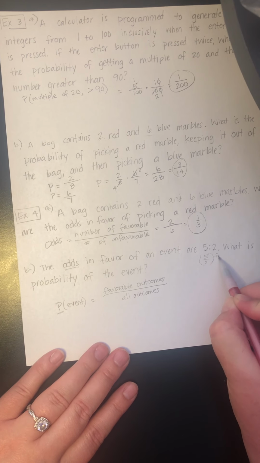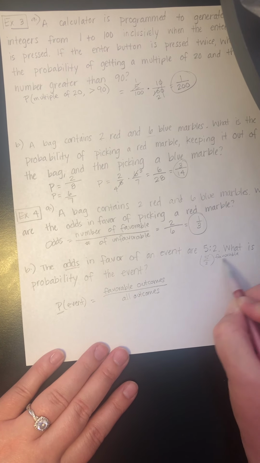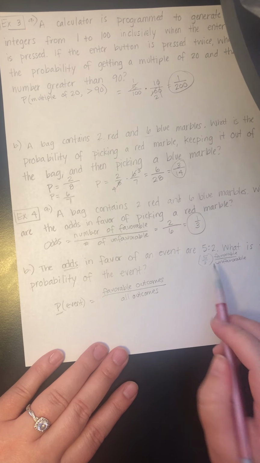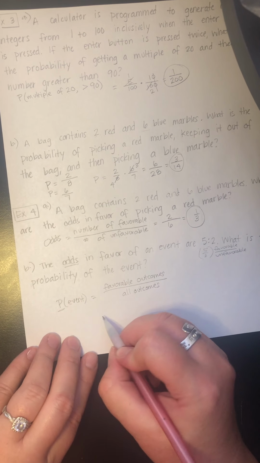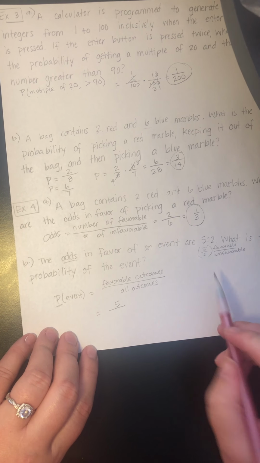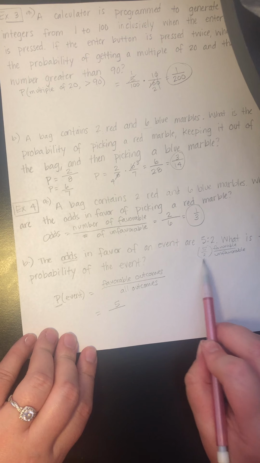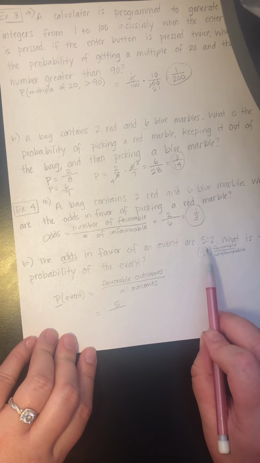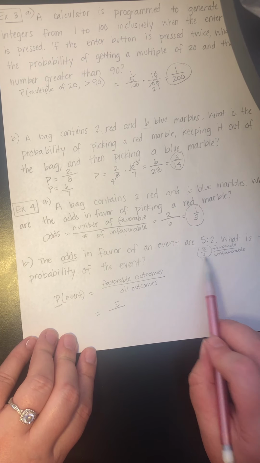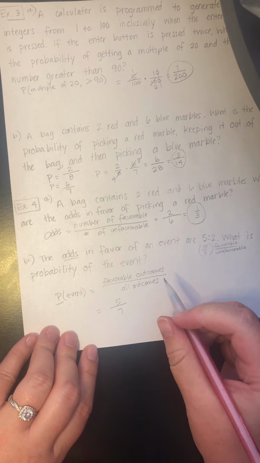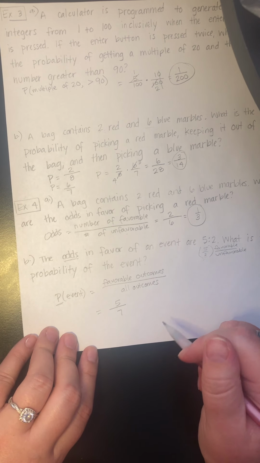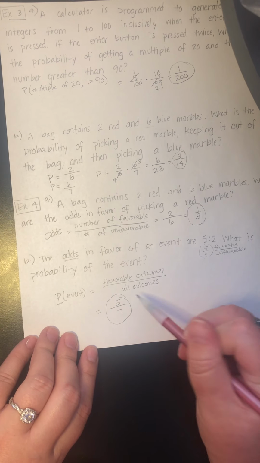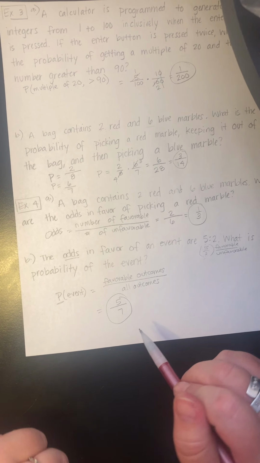So this is favorable, and this is unfavorable. Right here, the favorable outcomes is going to be the same. It's going to be 5 on top. This is not all of the outcomes. This is the total number of unfavorable outcomes. So if you want to find out what all of the outcomes would be, you just add the top and the bottom together. 5 plus 2 is going to be all of your outcomes. So the odds were 5 to 2, and they said, what's the probability of the event? It's 5 over 7.